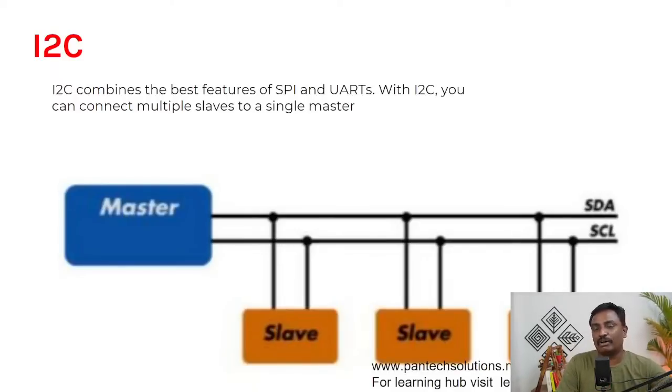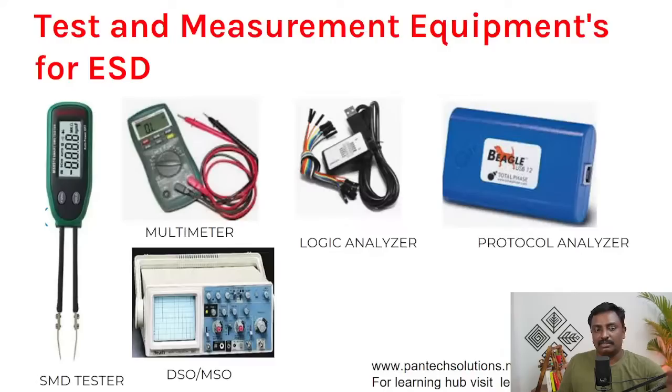Okay, the way I2C works is phenomenal, but it's half duplex. It's not full duplex, it's half duplex. Either transmit or receive. That's one disadvantage.